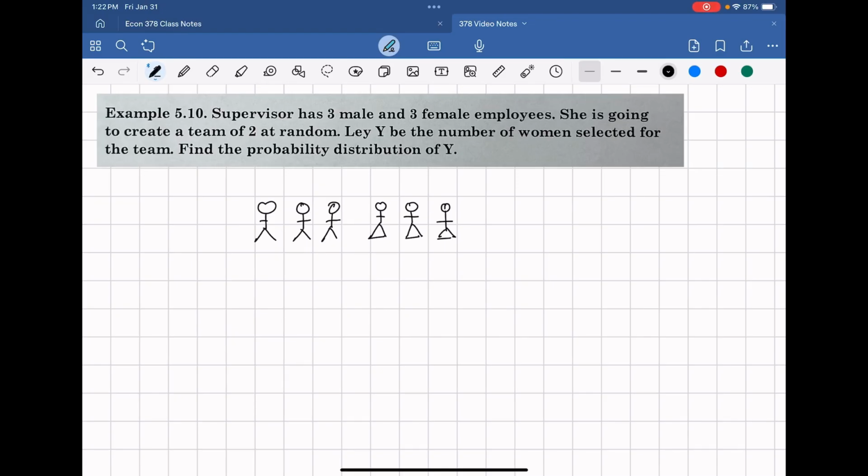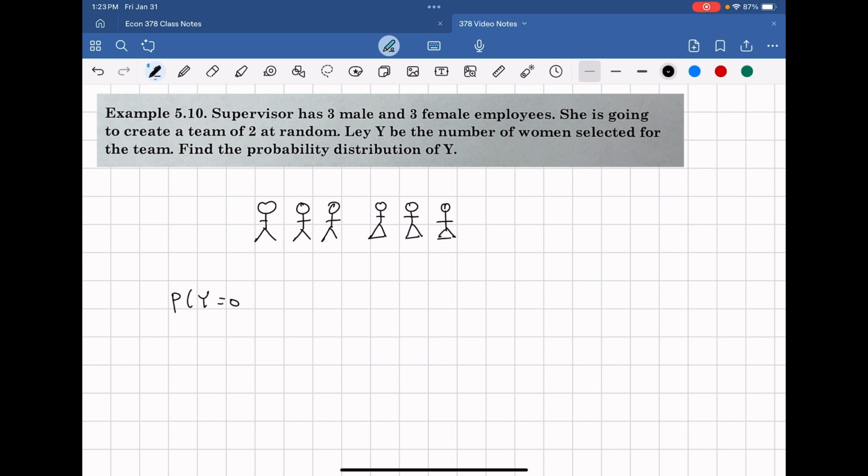So here's an example from the lecture notes where a supervisor is choosing between 3 males, these 3 here, and 3 females, and she is trying to form a group of 2 individuals. So we want to be able to select from these groups 2 individuals and think about how many different ways there are to do so.